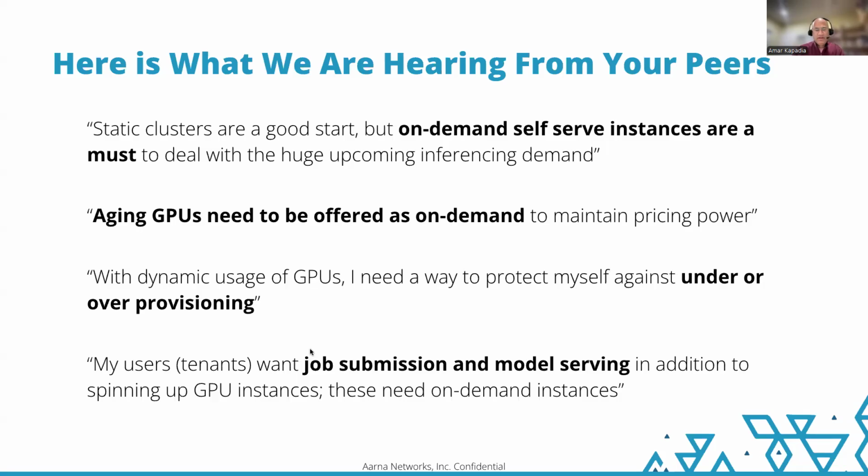The next thing we hear from your peers is that with dynamic usage of GPUs, they need a way to protect themselves against under or over provisioning. So what does that mean? If the average demand for GPUs for inferencing is 1,000, and the minimum requirement is 200 at the low point of the day in a 24-hour period, and the peak is 2,000, then how many GPUs should you offer?